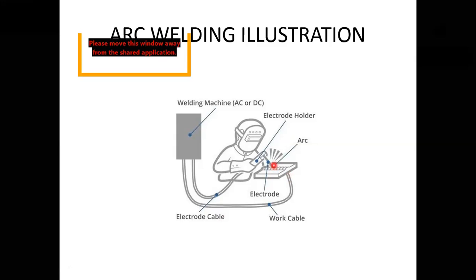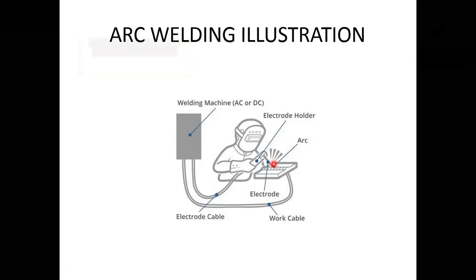And momentarily it takes away. He will maintain the gap of 2 to 3 mm. That's all. Instantaneously, you can observe arcs and a huge quantity of heat is developed at the tip of the electrode. Due to that, the electrode melts and forms the welding joint.